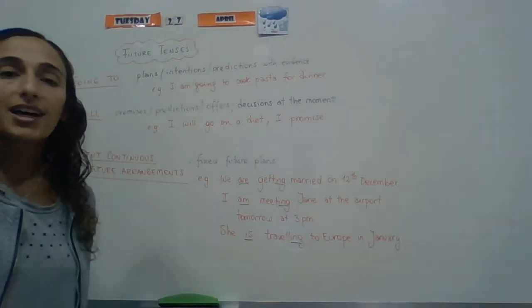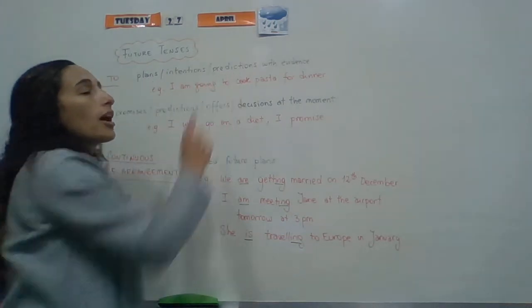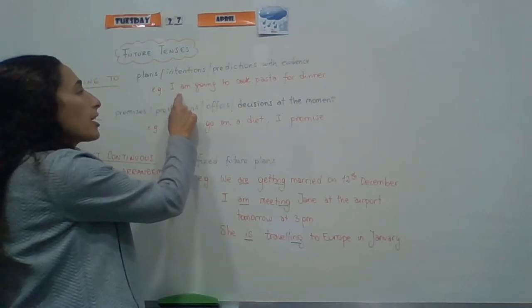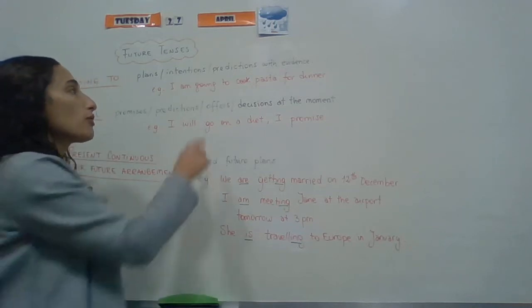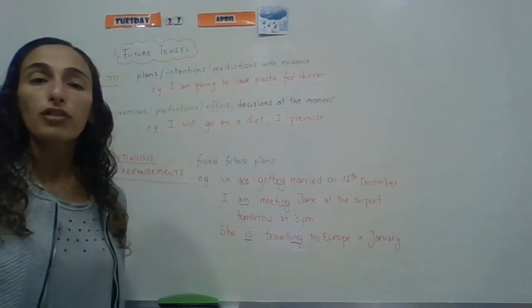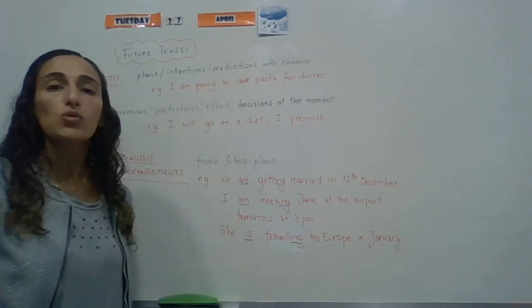We said that going to future is used to talk about plans, intentions, and predictions with evidence. And we have got an example here. I am going to cook pasta for dinner. Remember that we use the verb to be, is or are, going to, and the verb in the infinitive. So, to talk about plans, intentions, and predictions with evidence.